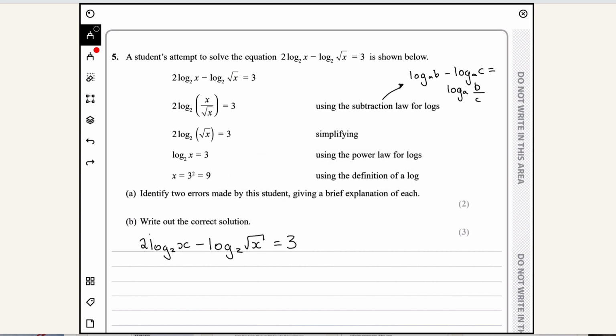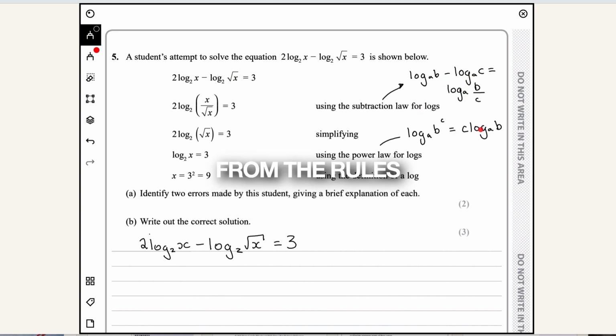So what I need to do first here is I need to bring this log up here. So I'm going to use the power law, which states that log a of b to the c equals c log a of b. So let's apply that here. Remember, all of these log laws come from the rules of indices. See my separate video for that.